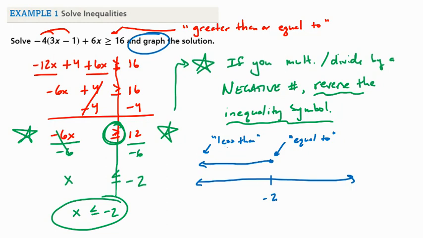And this is what my graph looks like. It's a number line showing that x can be -2 or anything less than -2. So -3, -4, -5. So when you solve an inequality, it's not one solution, it's a solution set. All of the numbers less than or equal to -2. Okay, next.